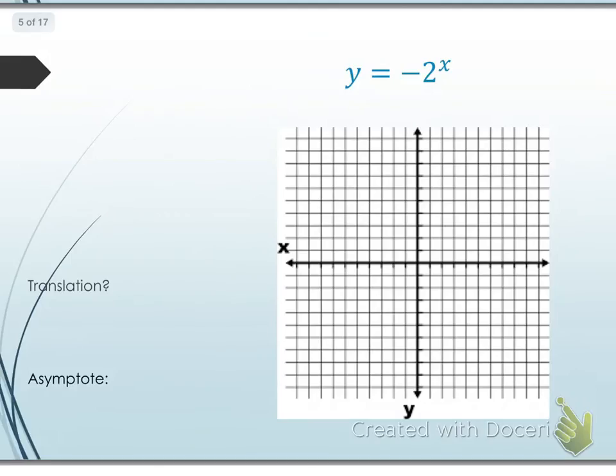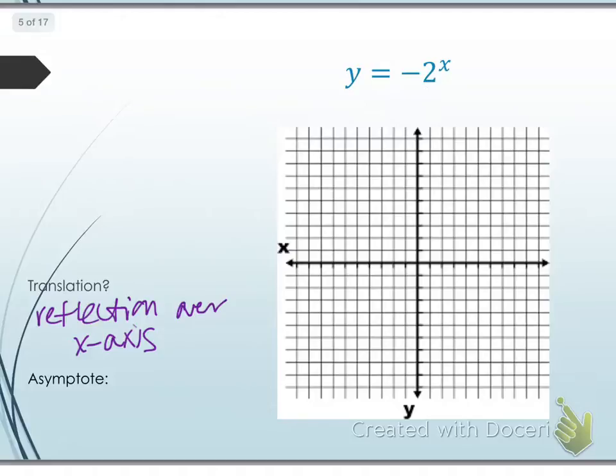Okay, so my first example, we have a negative in front, so it's going to be a reflection over the x. Okay, it is not a stretch of 2 because that's my base. It's only when there's a number in front of that 2 that it's going to be a stretch or compress.